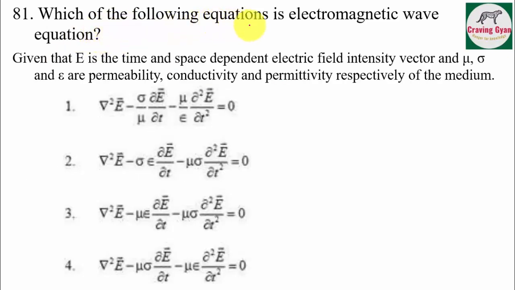81st question, which of the following equations is the electromagnetic wave equation, given E is the time and space dependent electric field intensity vector, and mu is permeability, sigma is conductivity and epsilon is permittivity of the medium respectively. So which option is going to match? It is given by del square E equals mu sigma dou E divided by dou T plus mu epsilon dou square E divided by dou T square, nothing but option 4 is correct.